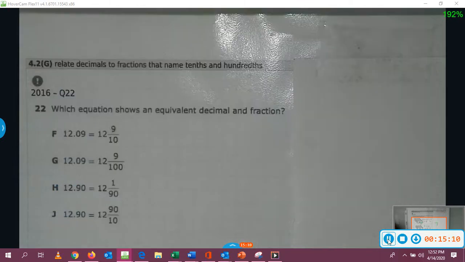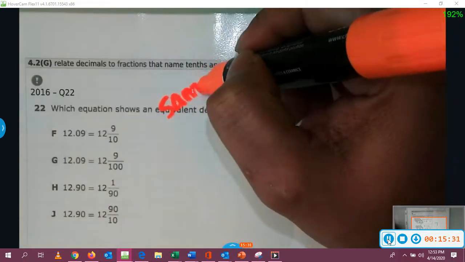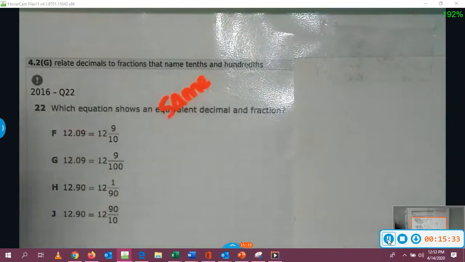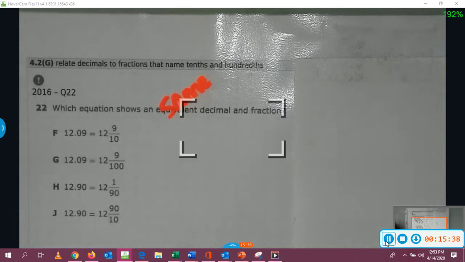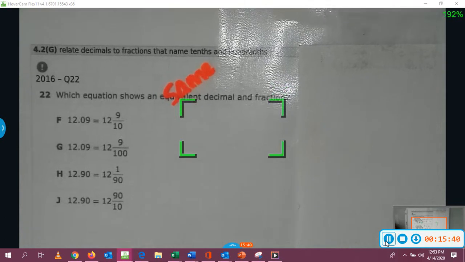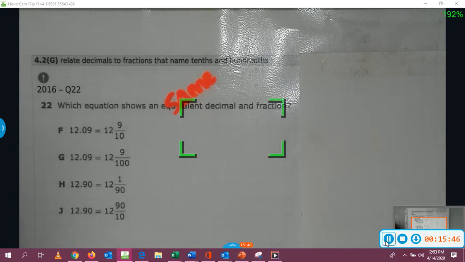Which equation shows an equivalent decimal and fraction? So this question came from the 2016 STAAR Release Test. And so let's just break the question down a little bit. So it says which equation shows an equivalent, means equal or same value, it has the same value in decimal and fraction. So I'm going to allow you to go ahead and pause the video right here and then come back when you have it.